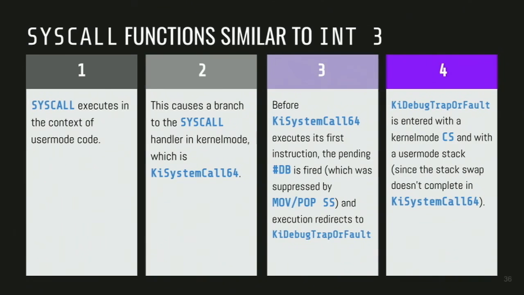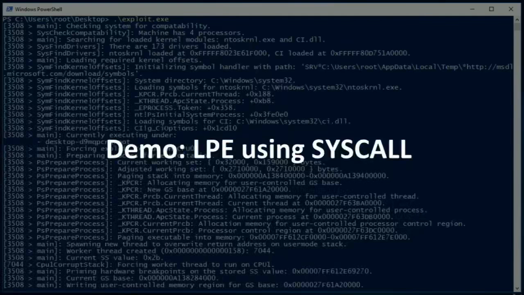So it functions very similar to int3, but better. The system call executes in the context of user mode code. It branches to the system call handler, which is KiSystemCall64. Before any instruction executes in KiSystemCall64, that means swapgs doesn't execute. Before any instruction executes, that debug exception that we suppressed with mov SS and pop SS fires, and we go to the int1 handler, which is KiDebugTrapOrFault. That's entered with a kernel mode CS and with a user mode stack.